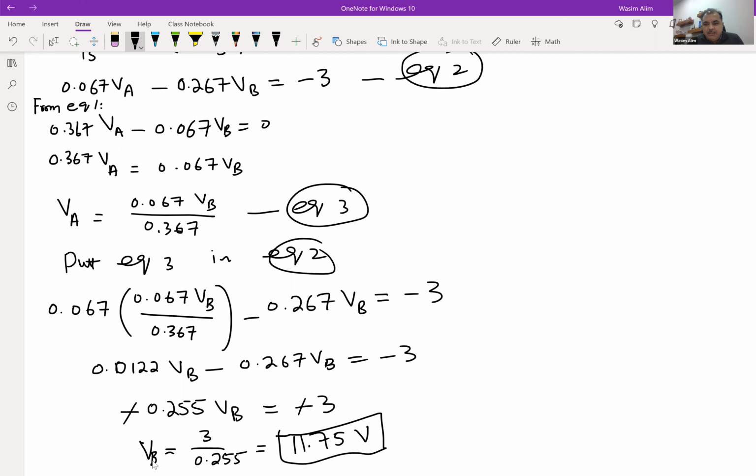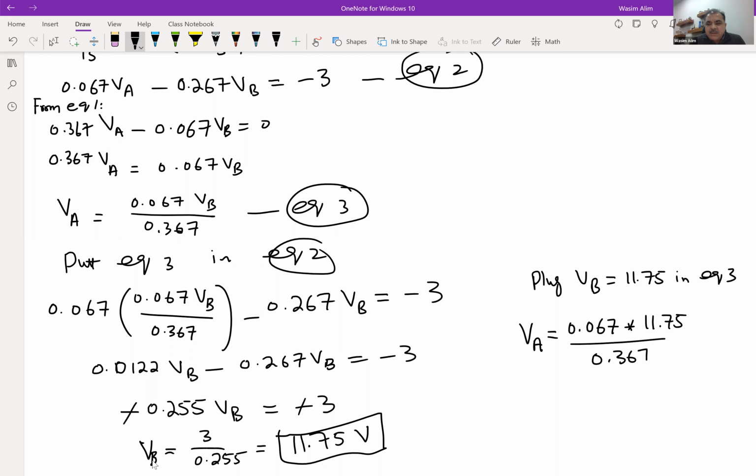Now what I can do is plug this number into equation number 3. So we can just write it here, by the way. Plug V sub B equal to 11.75 into equation number 3, since that is set up to calculate V sub A anyway. So we have V sub A equals 0.067 multiplied by 11.75 divided by 0.367. So let's find what is the value of V sub A then.